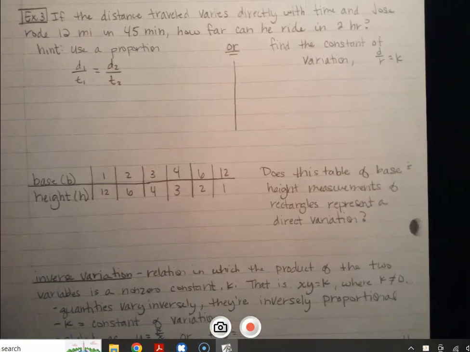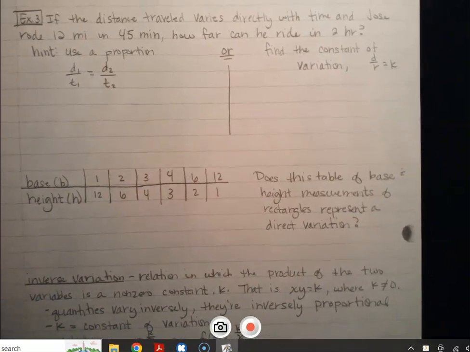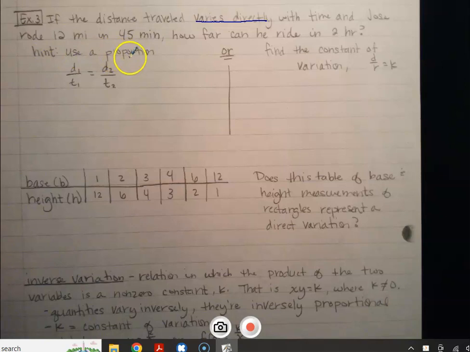Okay, on the back side then, example 3. If the distance traveled varies directly, again, these are key words, varies directly with time, and Jose rode 12 miles in 45 minutes, how far can he ride in 2 hours? All right, so I gave you a hint here. The hint says use a proportion, or you can find the constant of variation. So we can look at it two different ways.